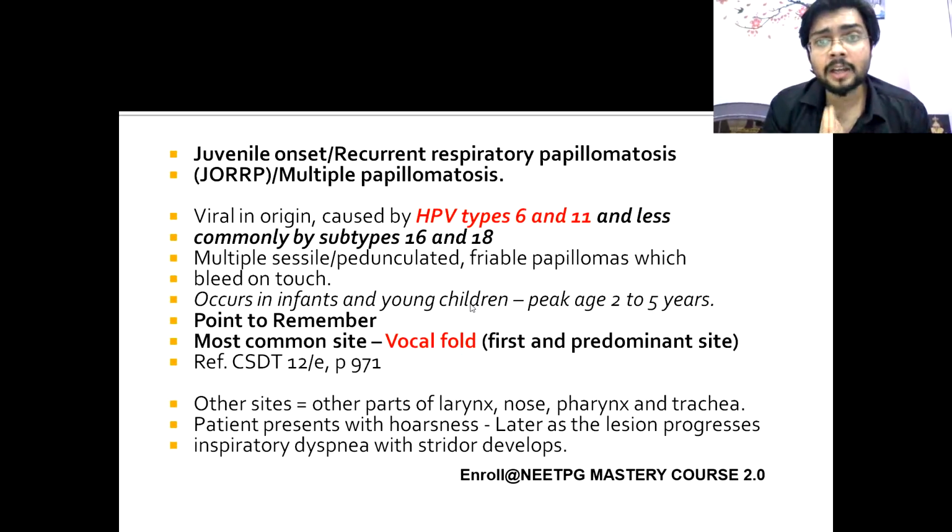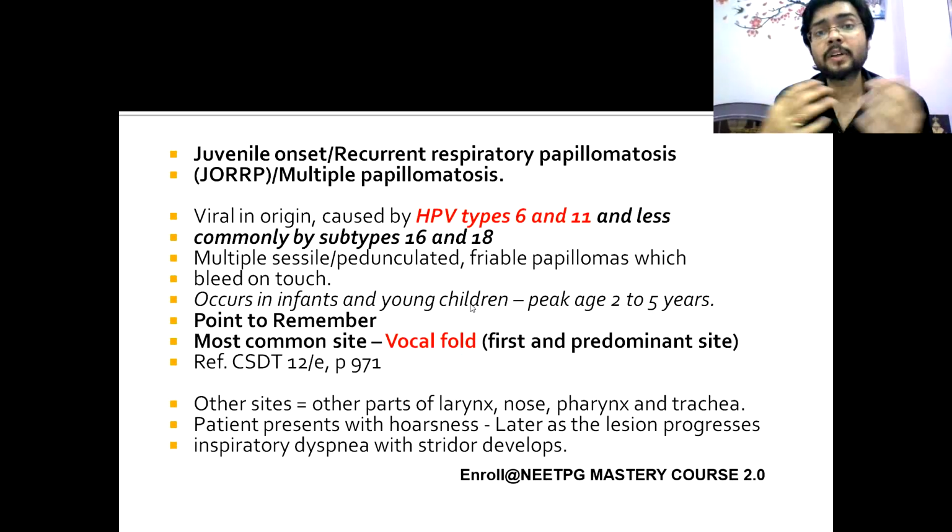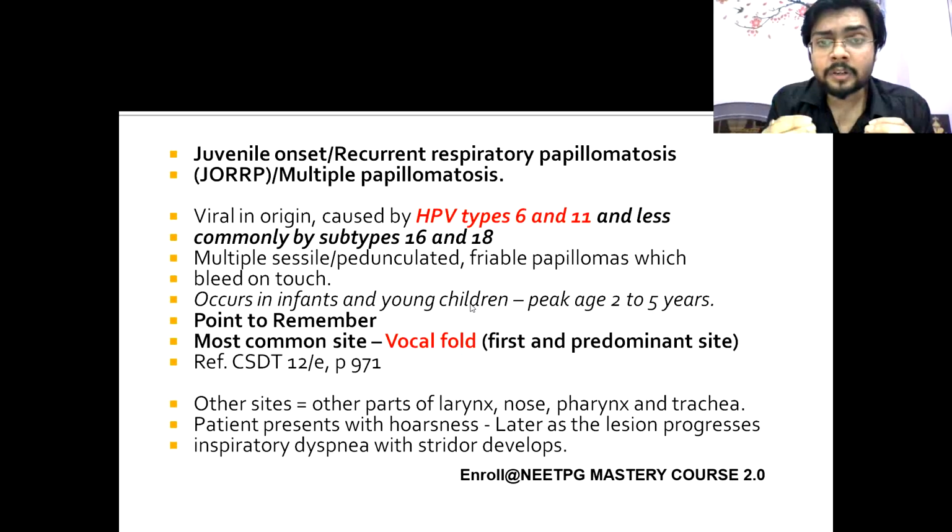If you see RRP, these are basically of two types: juvenile onset and adult onset. Juvenile onset are those that occur before 12 years of age, and adult onset are those that occur after 12 years. More common is the juvenile onset recurrent respiratory papillomatosis. An important point for your exam is that the etiology is HPV 6 and 11. That means HPV 6 and 11 are the strains that cause juvenile recurrent respiratory papillomatosis. What we see are multiple sessile or pedunculated friable papillomas that bleed on touch in the larynx.